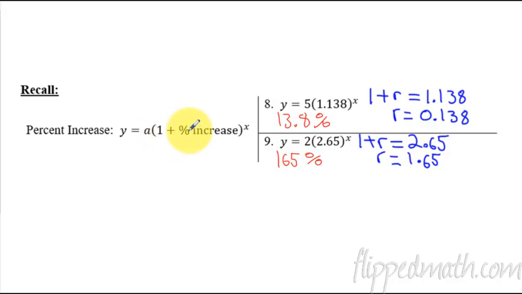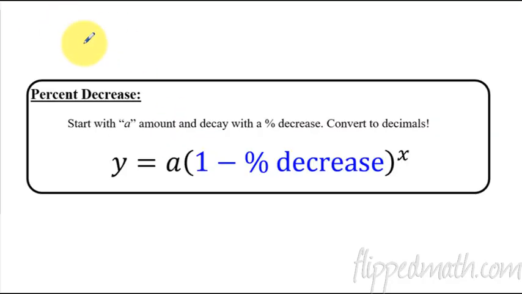We're going to do the same thing today with a percent decrease, except that instead of 1 plus the percent increase, this will be 1 minus the percent decrease. I'm still going to refer to this part as the letter r, because it represents the rate at which it's increasing or decreasing. But we have to convert it to decimals. So just 1 minus the percent decrease. Let's see how that works.